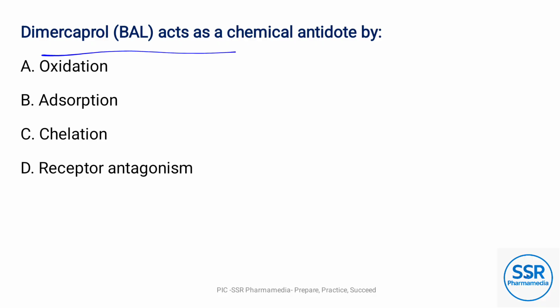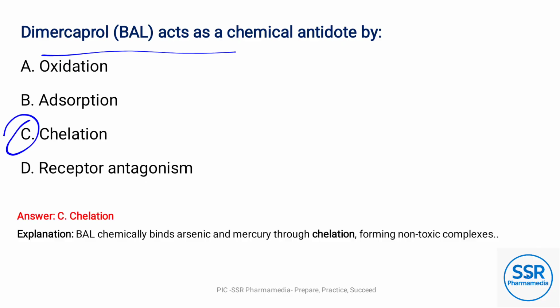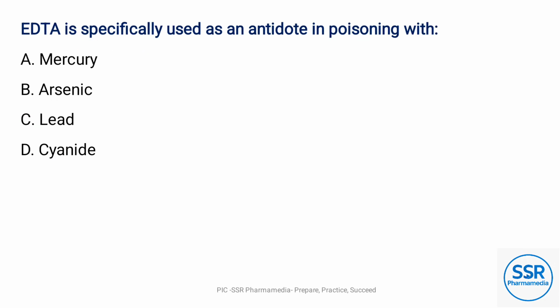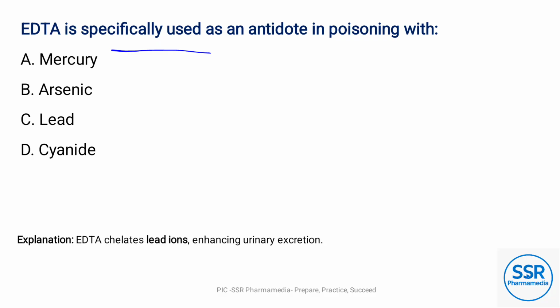Dimercaprol acts as a chemical antidote by chelation. Dimercaprol chemically binds arsenic or mercury through chelation, forming non-toxic complexes. So complexes means chelation. EDTA is specifically used as an antidote in poisoning with, option C, lead.